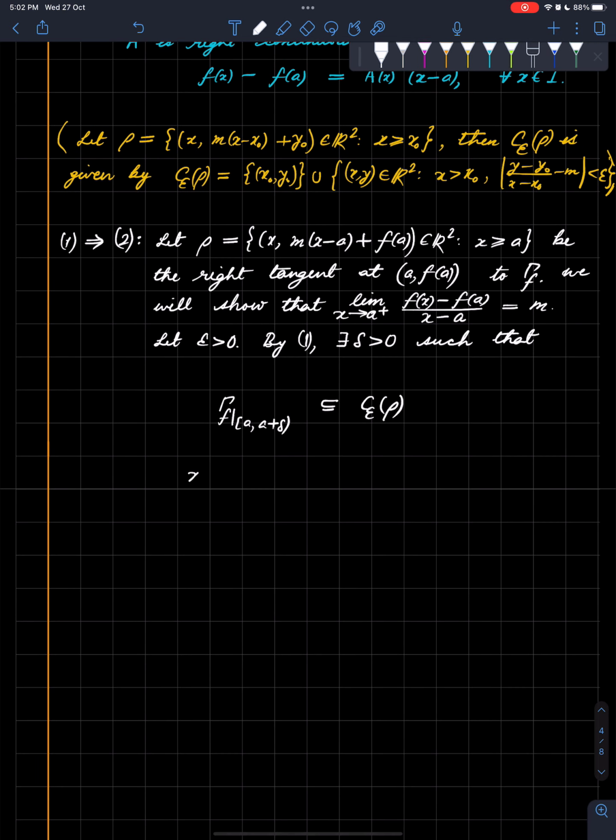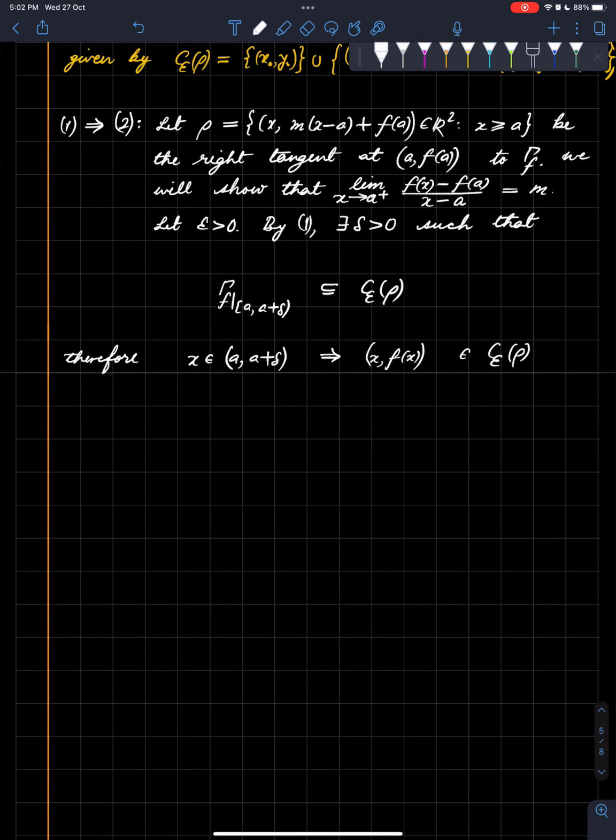which is the same as saying that when you take x in, well, in particular this implies that when you take x in (a, a plus delta), this open interval — I could have written a closed interval here, but I just care about this particular implication. So therefore, whenever you choose x in this open interval, we have (x, f(x)) in this epsilon cone, just rewriting the above thing, except we forget about this point.